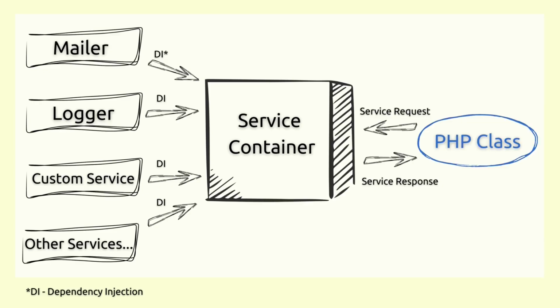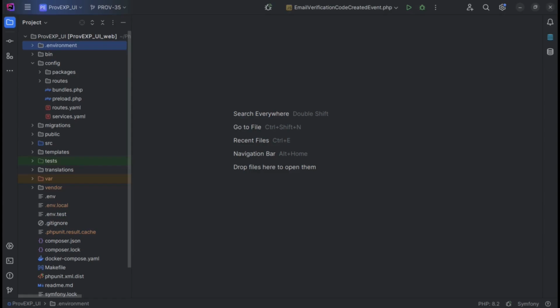So, when a PHP class, for example a controller, requests a service from the service container, it sends a service request. These requests go to the service container, which manages all registered services in the application. The service container receives the request and determines which service is needed. It then uses the dependency injection mechanism to create or retrieve the requested service if it already exists. After that, the service container returns the requested service back to the PHP class via the service response. Now, this class can use the obtained service to perform its logic, whether it's data processing, interacting with the database, or any other functionality. So, the service container allows the class to dynamically request and receive necessary dependencies, simplifying dependency management and enhancing code modularity.